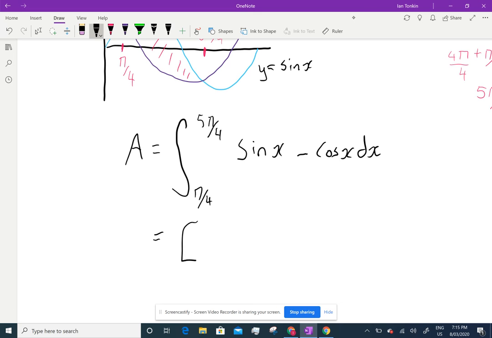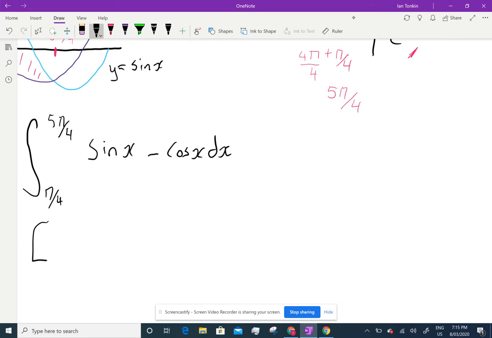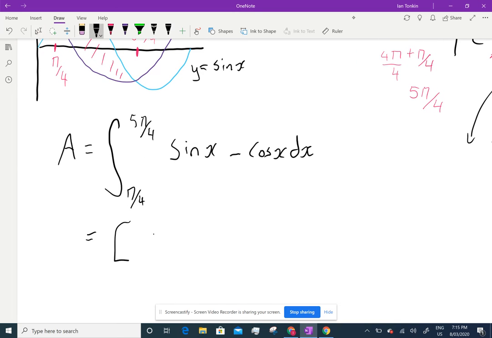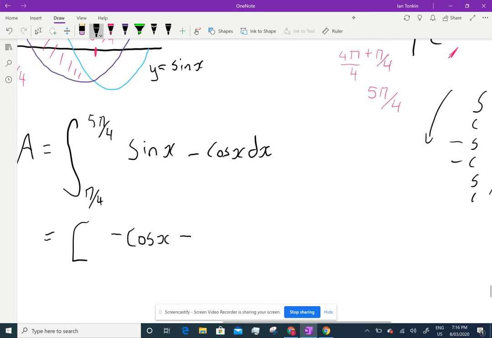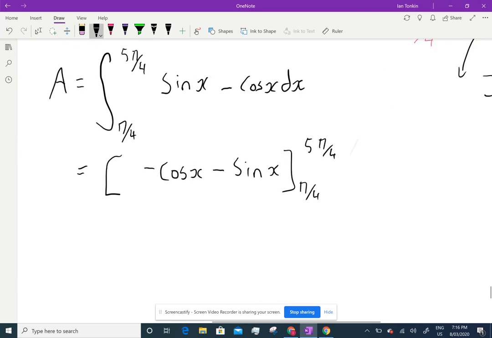So the integral of sine x, and remember this little trick: sine, cos, negative, negative. Differentiate down this way, integrate up this way. So the integral of sine is negative cos. So I get negative cos x minus the integral of cos, and the integral of cos is sine, so minus cos x minus sine x between pi on 4 and 5 pi on 4. Okay.